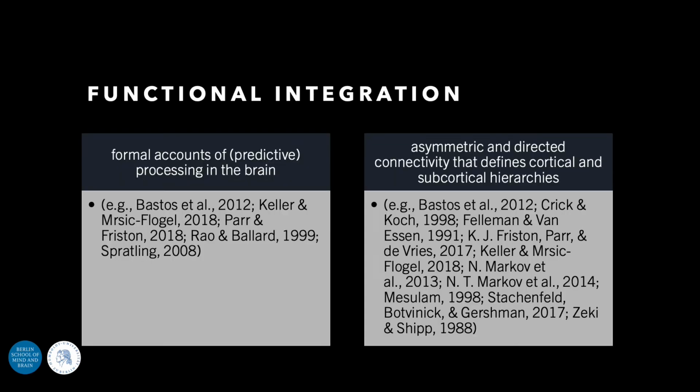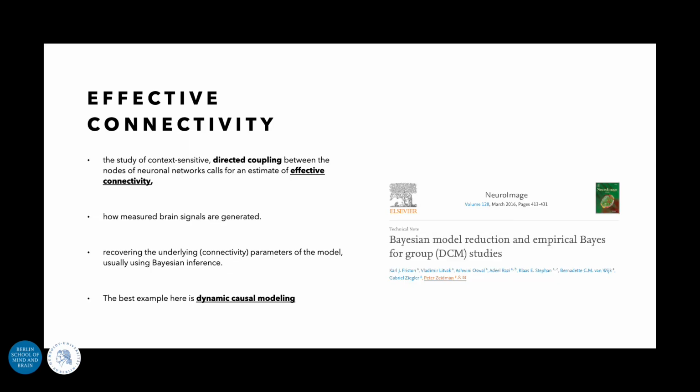Functional integration has been treated by formal accounts of predictive processing in the brain. This characterization rests upon the asymmetric and directed connectivity that defines cortical and subcortical hierarchies. The study of context-sensitive directed coupling between the nodes of neuronal networks calls for an estimate of effective connectivity under some model of how measured brain signals are generated. One then has to resolve the ill-posed problem of recovering the underlying connectivity parameters of the model, usually using Bayesian inference. And one of the best examples out there is dynamic causal modeling.